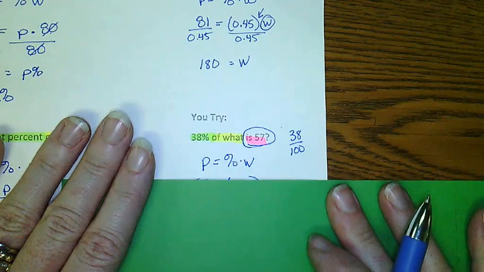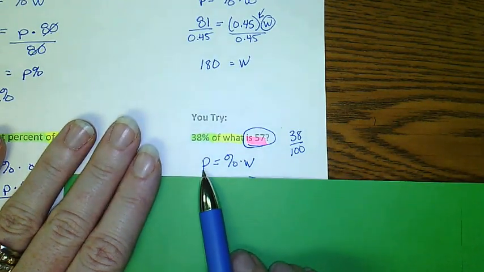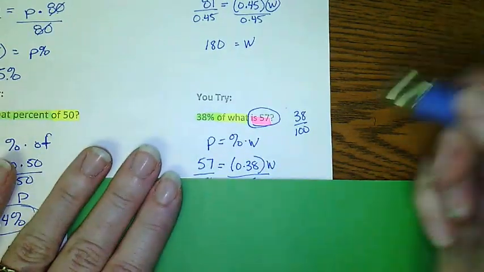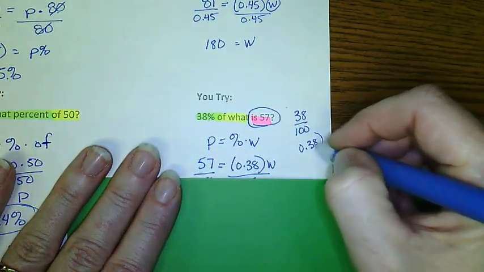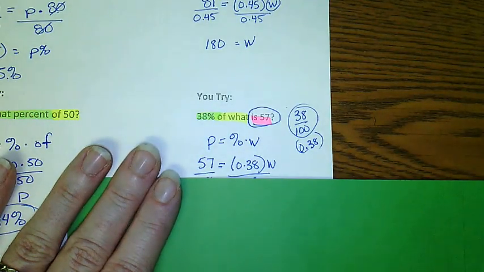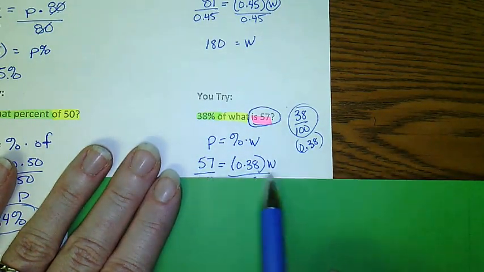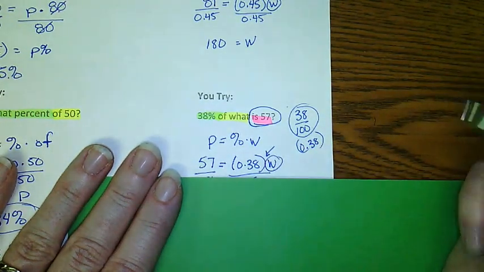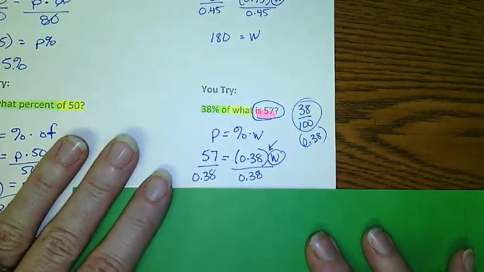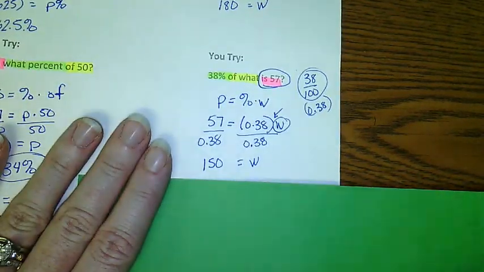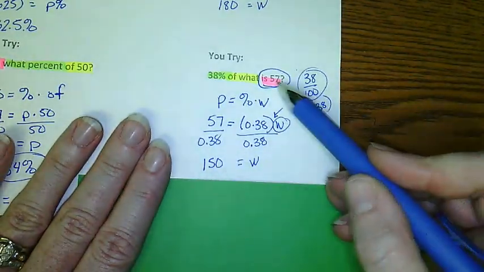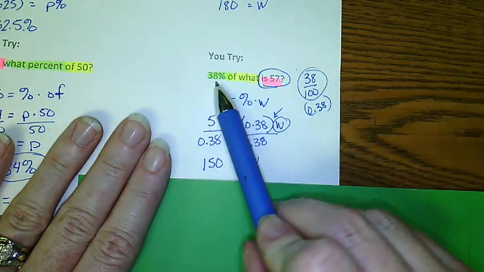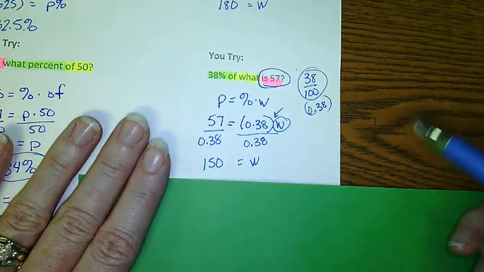Thank you for coming back. Again, we start with our equation, part equals percent times whole. I'm going to plug in 0.38 because I divided it right here by 100. I'm using it as a decimal. So I'm going to divide both sides by 0.38, this guy, because I want the whole all by itself. So when I divide by 0.38, I get an answer of 150. So the whole or the total number in this question is a total of 150. If you have a 38%, that would be 57 questions.